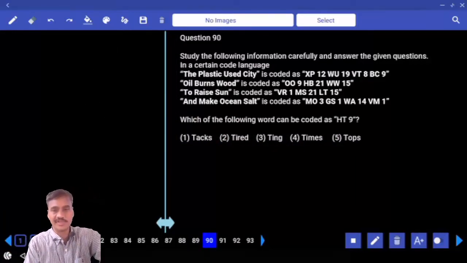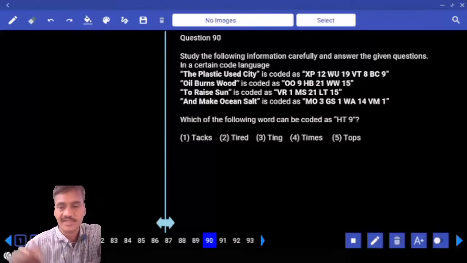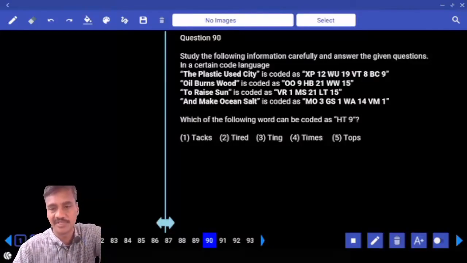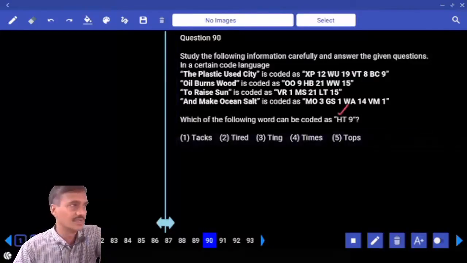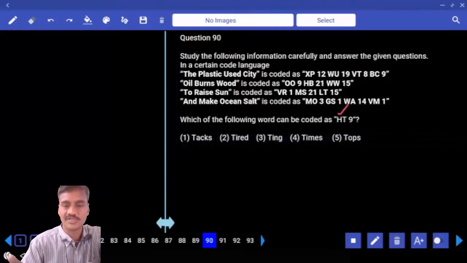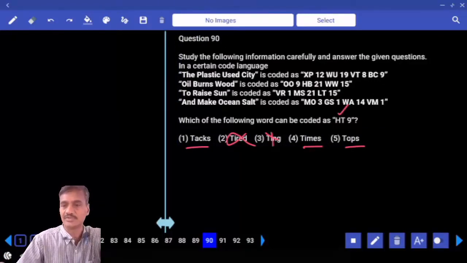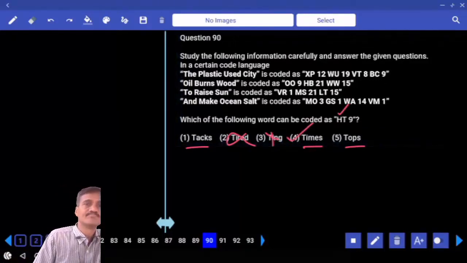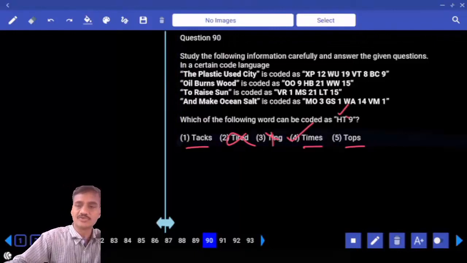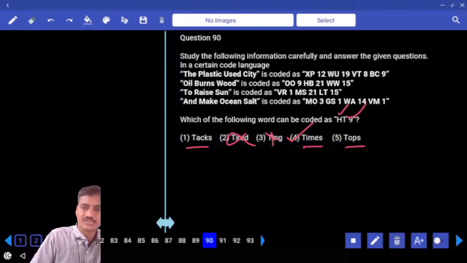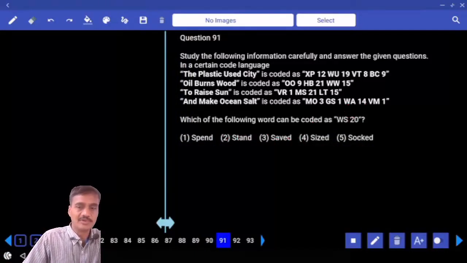And which of the following can be the code for HT9? HT9 అంటే last letter ఏమవ్వాలి చెప్పండి? Last letter S అవ్వాలి, first letter ఏమో T అవ్వాలి. First letter T, last letter S మనకి ఈ మూడిట్లో ఉంది, remaining 3 are రూల్లో. And second letter I ఉండాలి. Second letter I ఎక్కడ ఉంది? Only choice 4. Second letter I ఉంటేనే 9 కదా వస్తుంది, 9. And that is choice 4, question number 90.